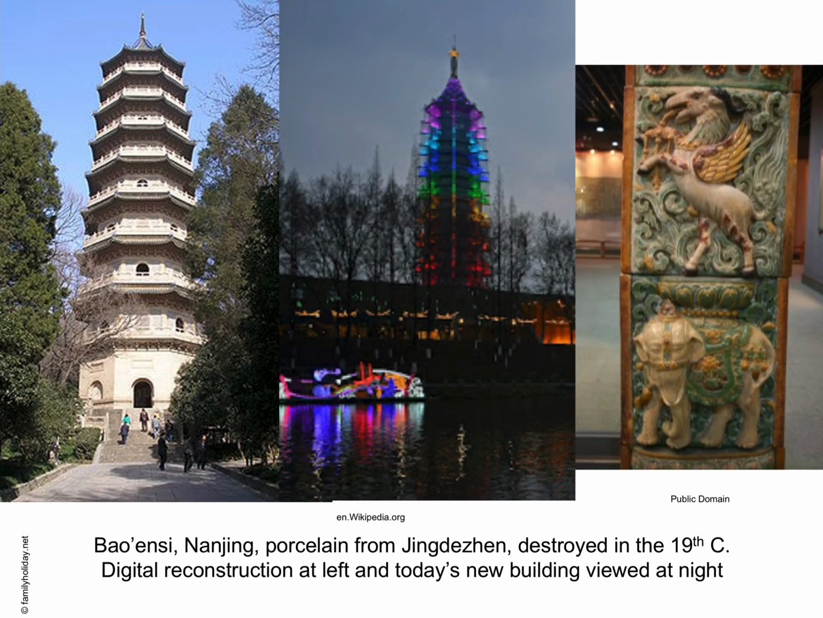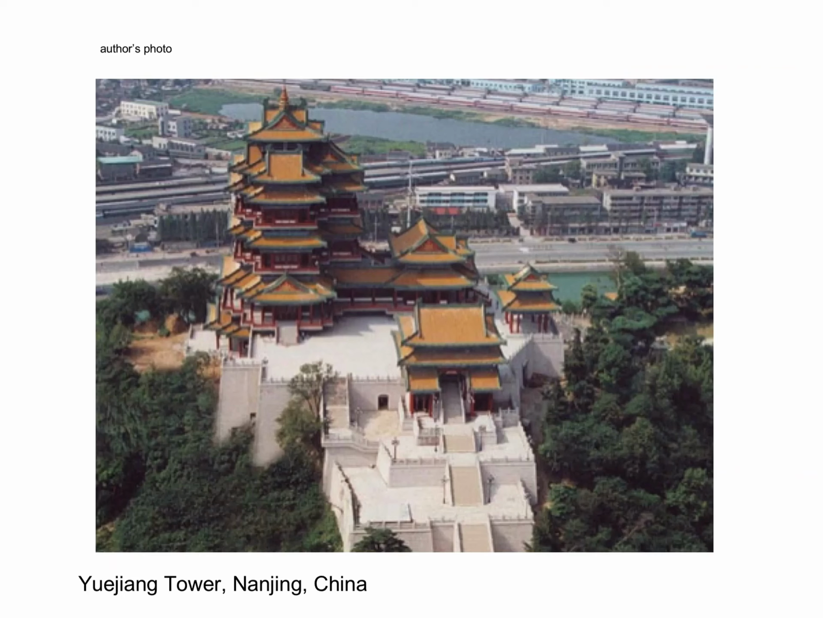It was destroyed in the 19th century. This is a digital reconstruction on the left, and there is a new building at this site built recently in Nanjing, China, and beautifully lit at night. It's a completely brand new building. And on the right you have an example of the remnants of the tiles used in the making of that building at the museum in Nanjing.